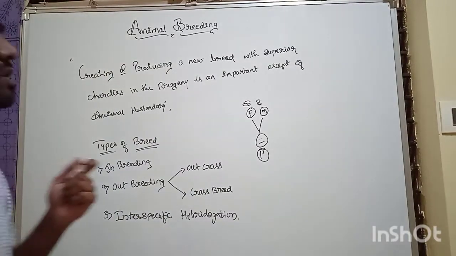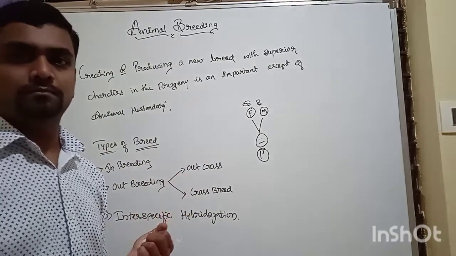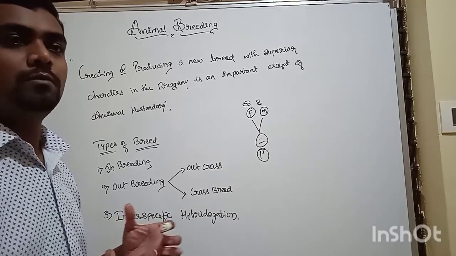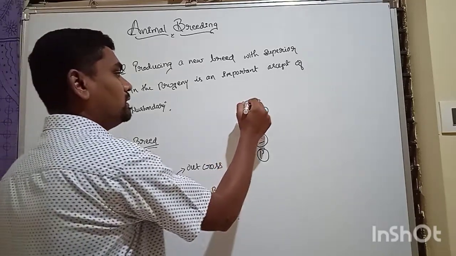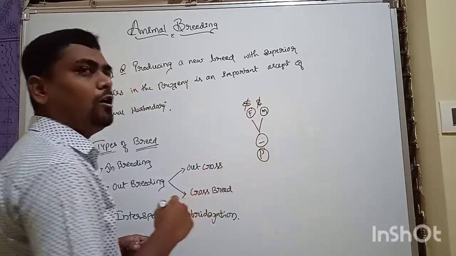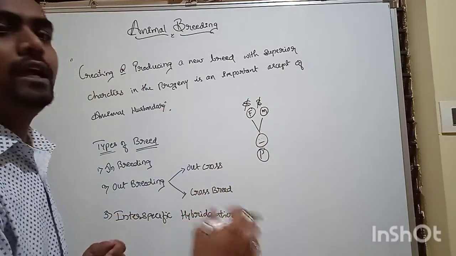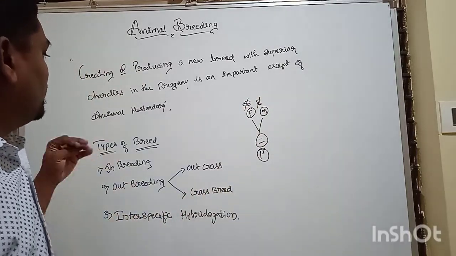They always want good out of it. Good out of it means they are looking for the superior quality out of a few groups of the animals.